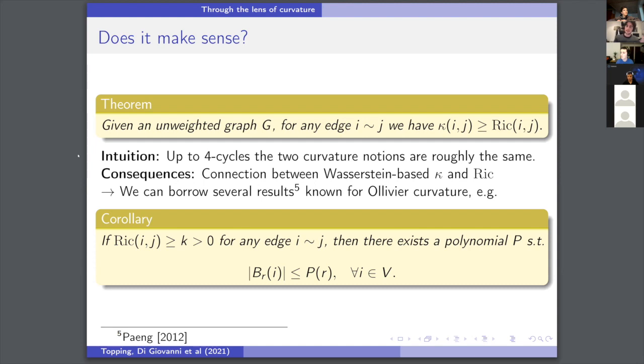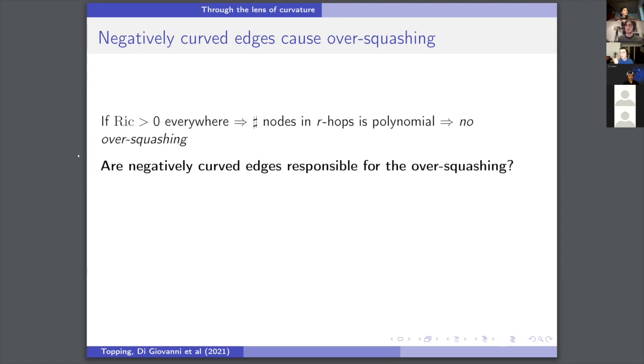So in other words, this is an object that is probably capturing what we are interested in terms of squashing. But the main theorem of the paper that I'm going to mention in a second is actually addressing this question more, I guess, more precisely.